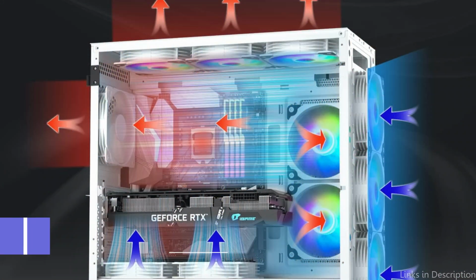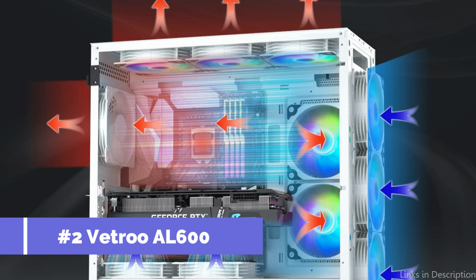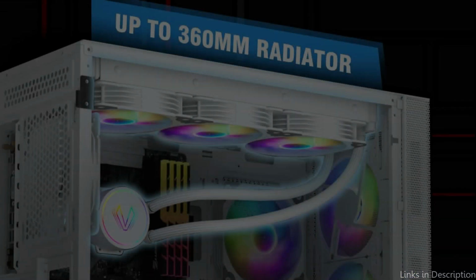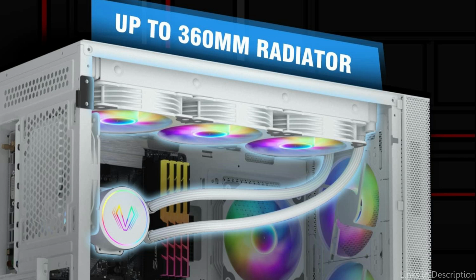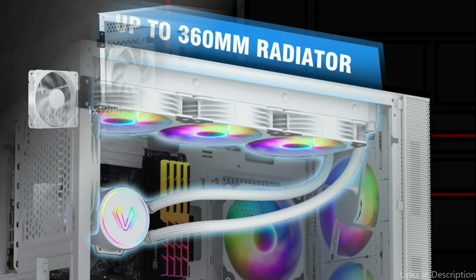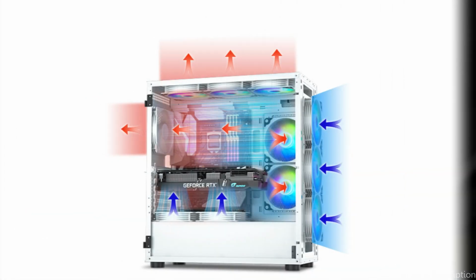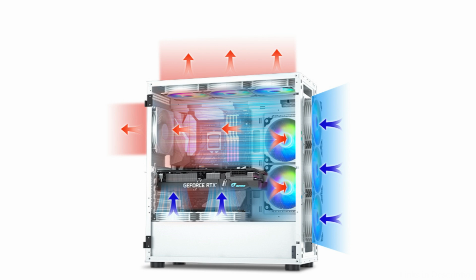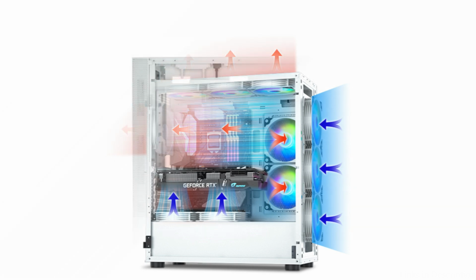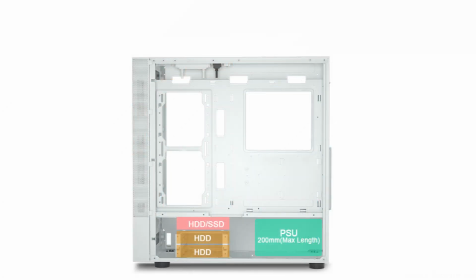On number two, we have the Vetru AL600 PC case. Entering the world of contemporary design with functionality, the Vetru AL600 proves to be a noteworthy option for including a 360mm AIO cooler in a custom PC build. The case is simple to assemble and improves CPU cooling with support for a 360mm liquid cooling radiator on top.